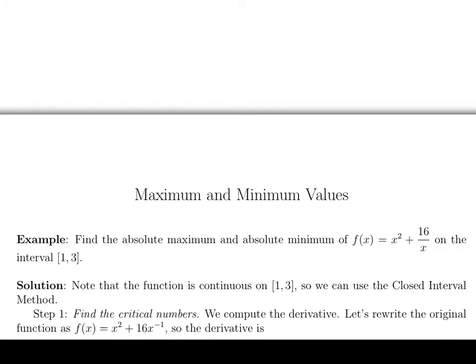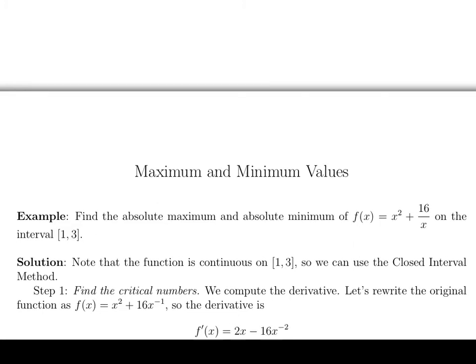Now we want to calculate the derivative. So let's rewrite the original function as x squared plus 16 times x to the minus 1 power. So instead of having it as a fraction, we have it as a power function. That way we can use the power rule. Now let's compute the derivative. All right, so according to the power rule, the derivative is 2x minus 16x to the minus 2.